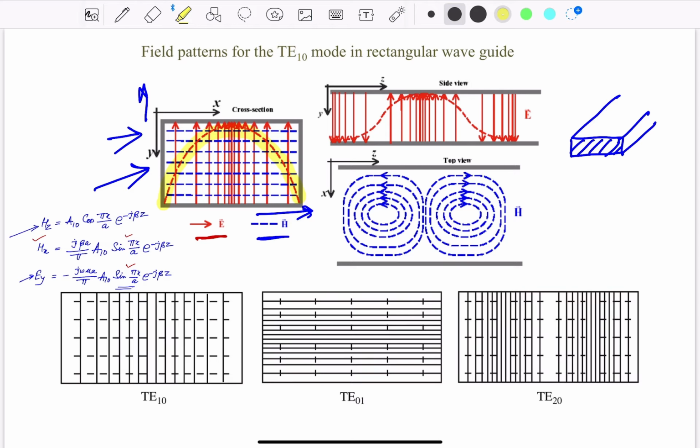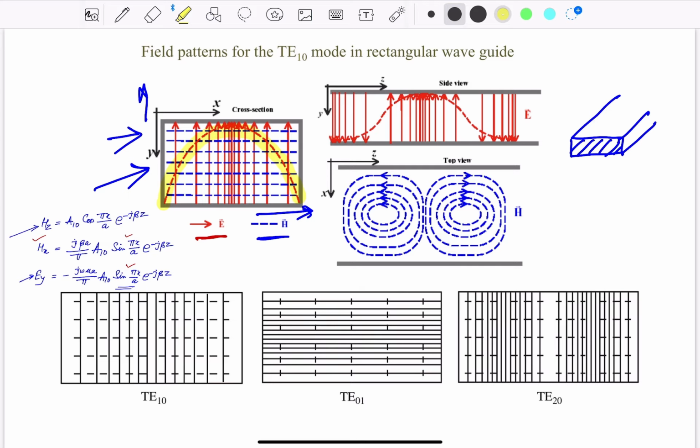Similarly, you can find Hx, because the propagation is happening in the z direction. If you see Hx, this is again a sine function. And if you see the cross section, you will find that the blue lines are horizontal lines.